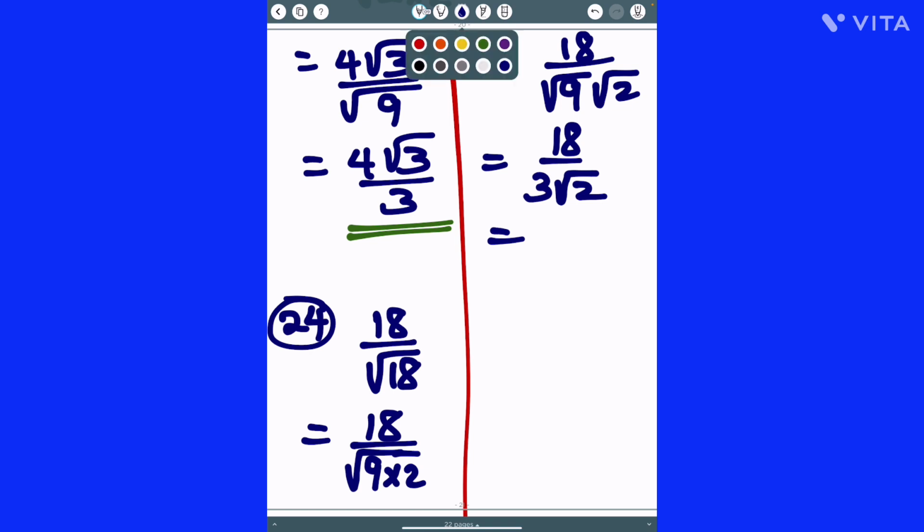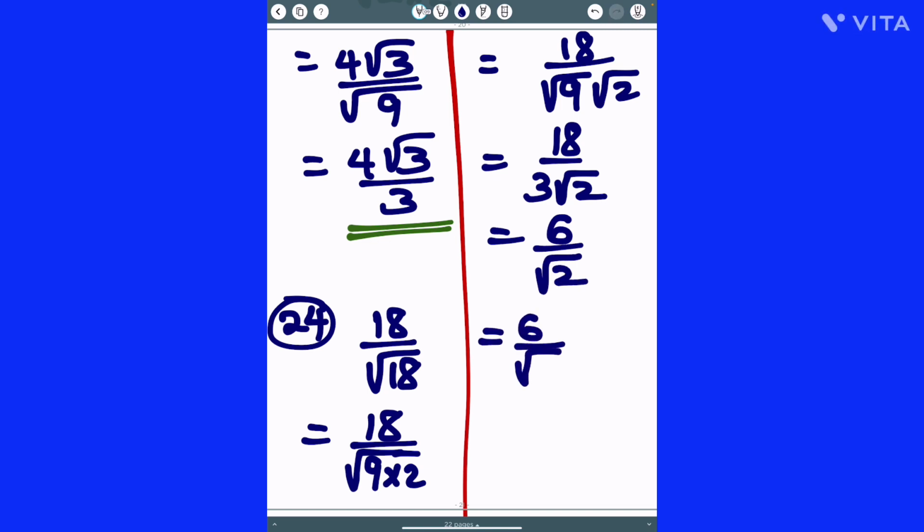Now, 3 into 3 is 1, 3 into 18 is 6. So that gives 6 over root 2. So I'll now rationalize 6 over root 2. You have learned something here. Sometimes you can just rationalize straight, multiplying by root 18 over root 18. But sometimes it's better to simplify the question first.